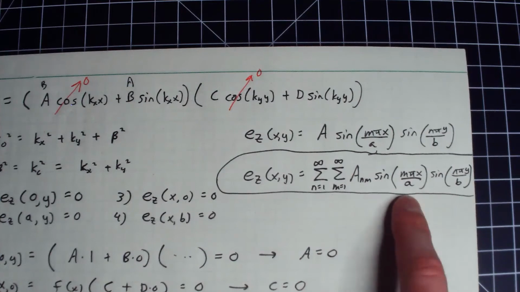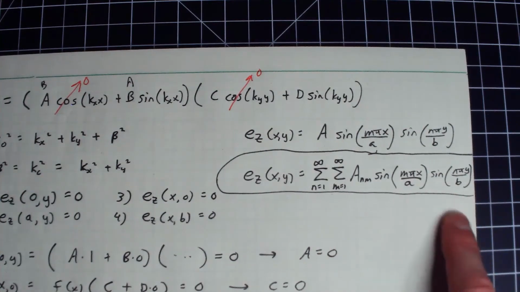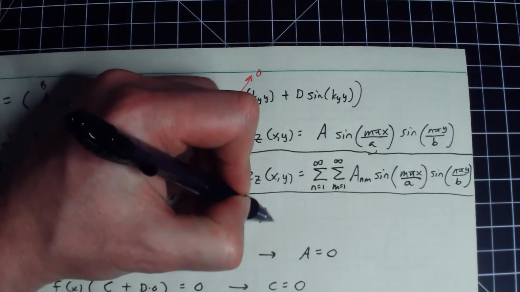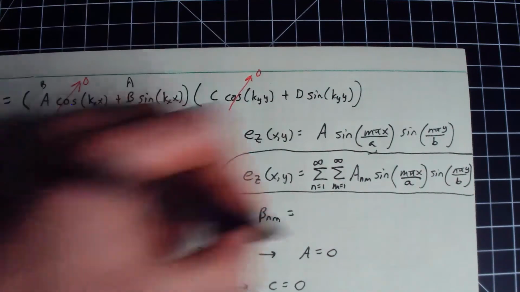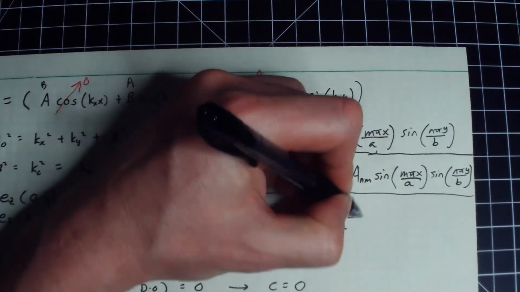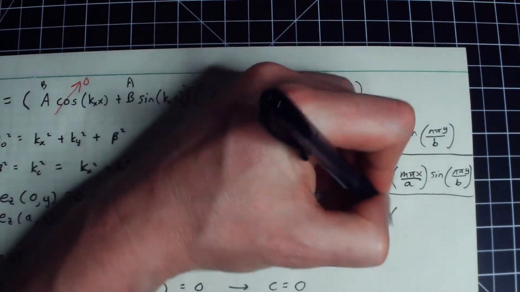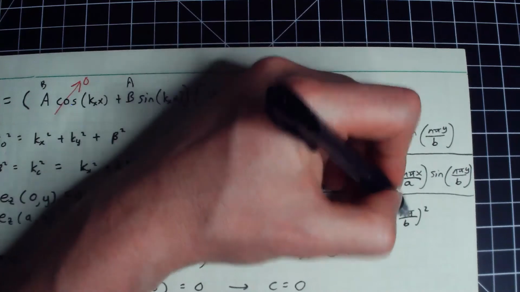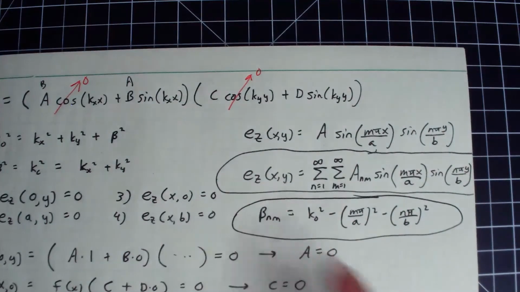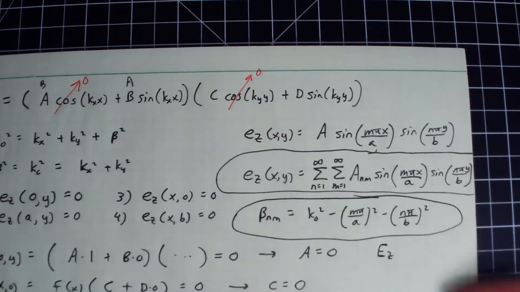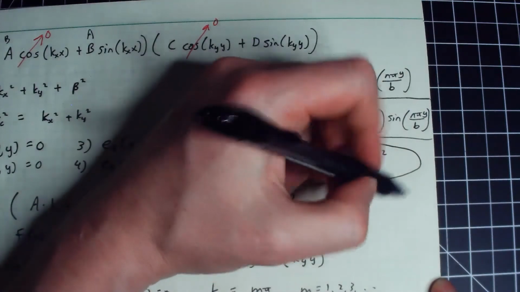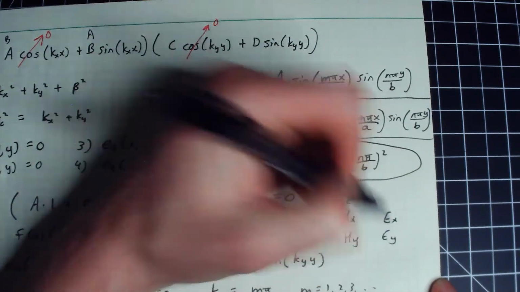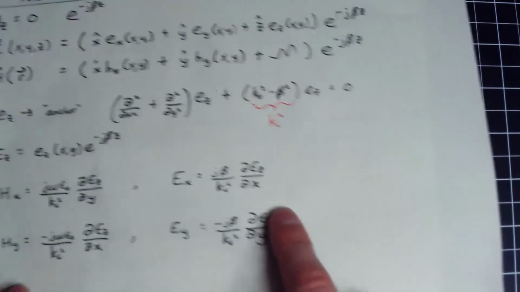And of course, because now I have this distinct set of solutions here, you get that same problem where beta sub n m, there isn't any one solution. This has to correspond to these other guys. So I'm going to write k naught squared minus m pi over a squared minus n pi over b squared, like so. Okay, and then of course we can apply a similar solution to my capital E sub z, and then from there we can calculate h sub x, h sub y, and then we can also calculate e sub x and e sub y by applying these expressions here.